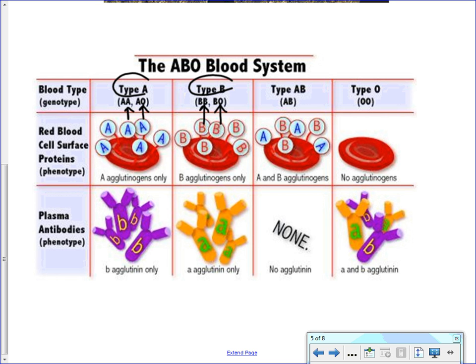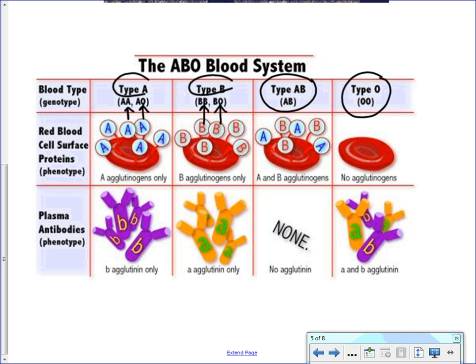So what happens if you get a B and an A, or an A and a B? Well, then you're going to have type AB blood, because A and B are both dominant. When they get together, we call it codominant, and they will both be expressed together. Type O, because O is recessive, the only way you could end up with type O blood is if you inherit two recessive O alleles.